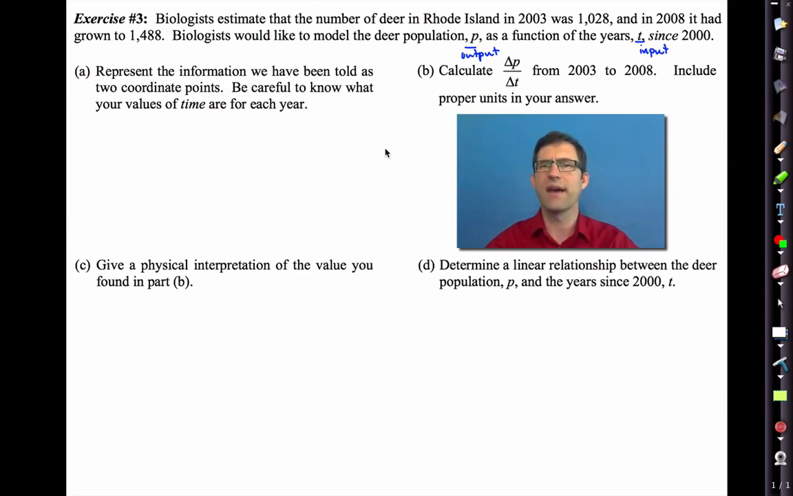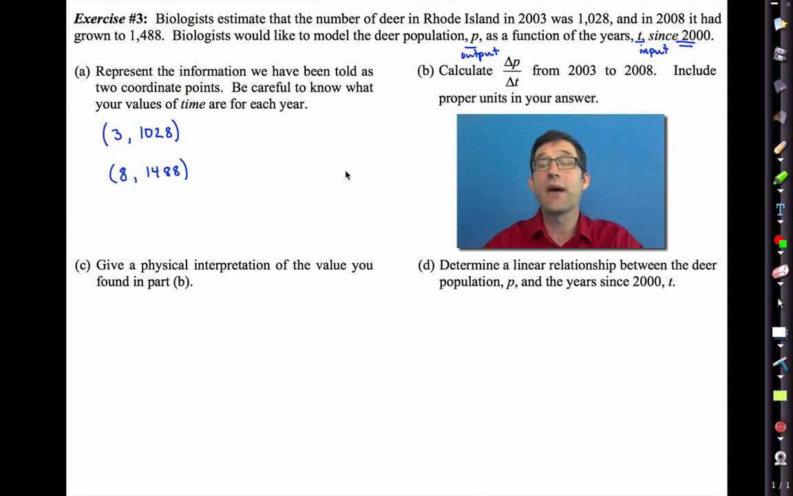Now, why does it say that? Well, it says that because we want T not to be the year. We don't want our input to be 2003. It's the years since 2000. So in other words, the first piece of information they give us actually occurs at year 3, right? 2003 is 3 years since the year 2000, and there are 1,028 deer. The second piece of information we're given is at year 8, and that's 1,488 deer.